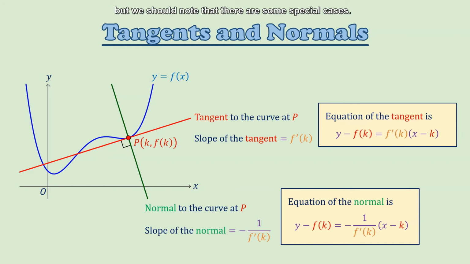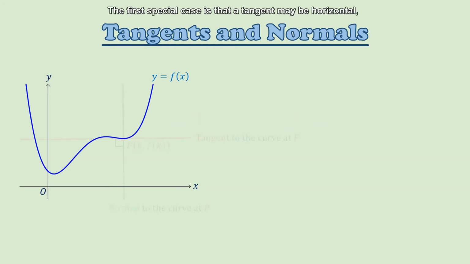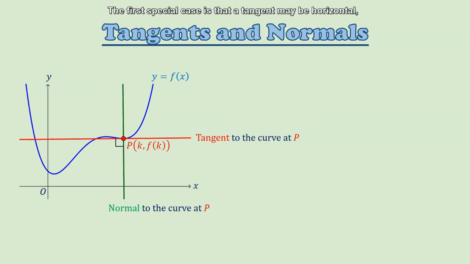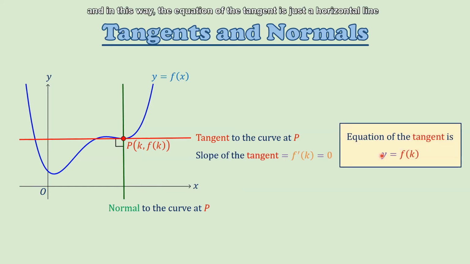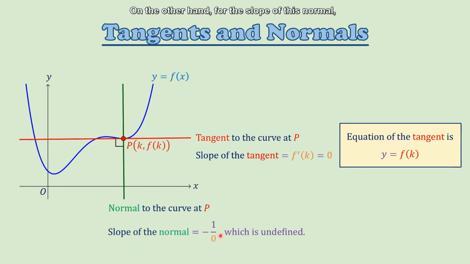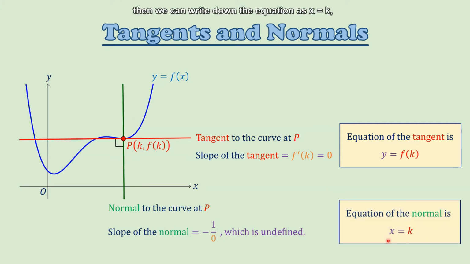But we should note that there are some special cases. The first special case is that a tangent may be horizontal, and in this case the normal is then vertical. The slope of the tangent has to be equal to 0, and the equation of the tangent is just a horizontal line, y equals f(k), where f(k) is the y-coordinate of this point P. On the other hand, the slope of this normal is undefined because we have a division by 0 here. Because it is a vertical line, we can write down the equation as x equals k, where k is the x-coordinate of this point P. That's the first special case.